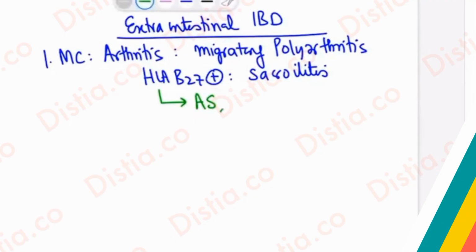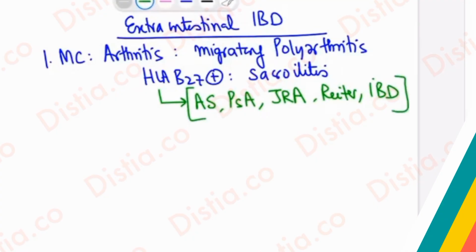Then is psoriatic. I'll just use short forms here. AS is ankylosing spondylitis. PSA is psoriatic arthritis. Juvenile rheumatoid arthritis, not rheumatoid, but plain JRA, that is juvenile rheumatoid arthritis. Then is Reiter syndrome, and then is inflammatory bowel disease. So these are conditions where you need to remember this is hardcore internal medicine data. HLA-B27 positivity is found in the following conditions, and in IBD, large joint involvement including low backache can be a presentation.